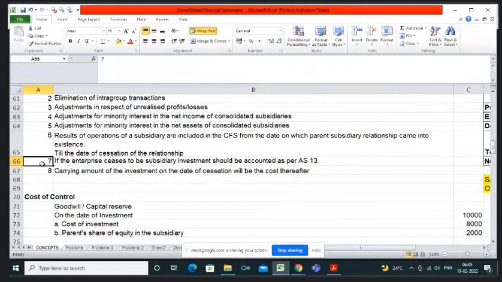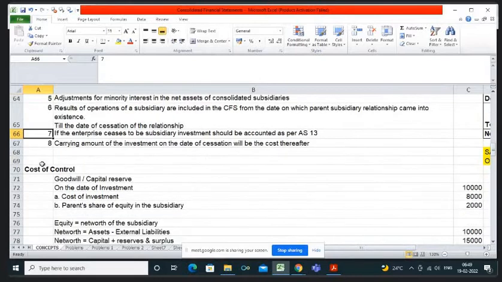If the enterprise ceases to be a subsidiary, investment should be accounted as per AS 13. Carrying amount of the investment on the date of cessation will be the cost thereafter. So these are things we have learned, and cost of control.